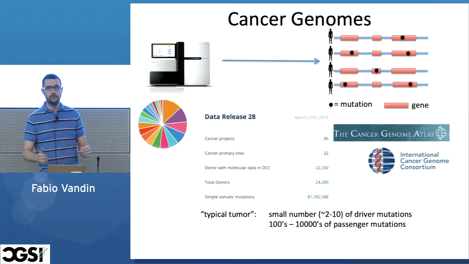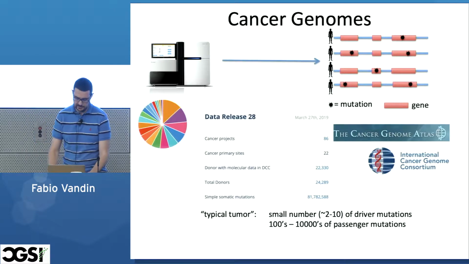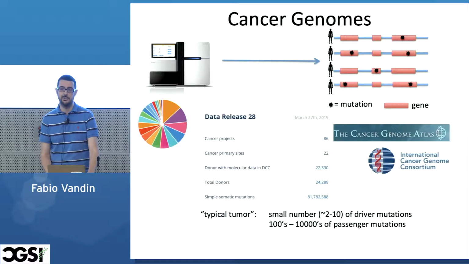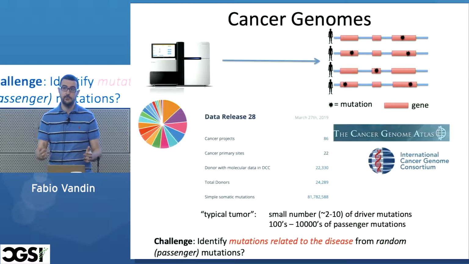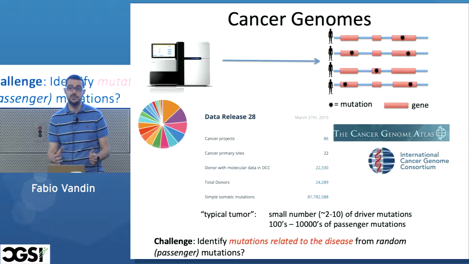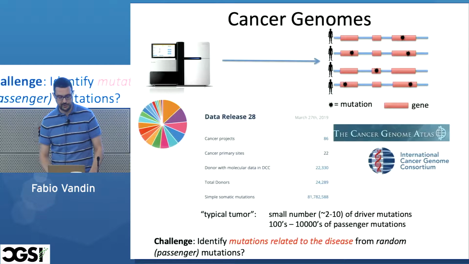And there are many more passenger mutations, hundreds up to tens of thousands of passenger mutations in a typical tumor. So the main challenge that we want to solve by looking at all this data is to identify the mutations that are related to the disease, so driver mutations, or anyway mutations that have an impact on the tumor.